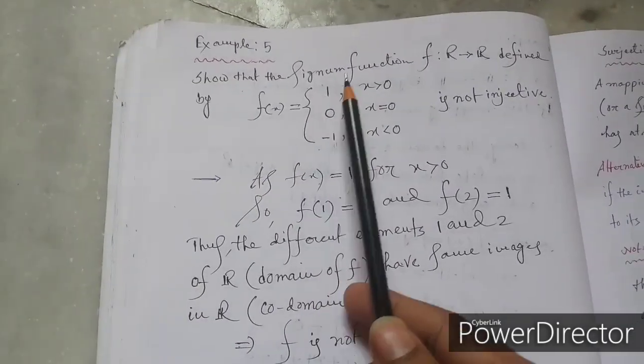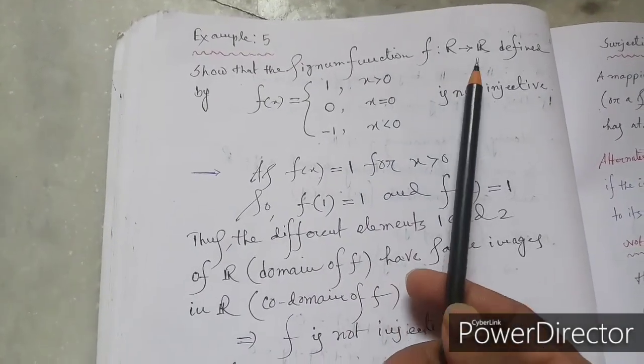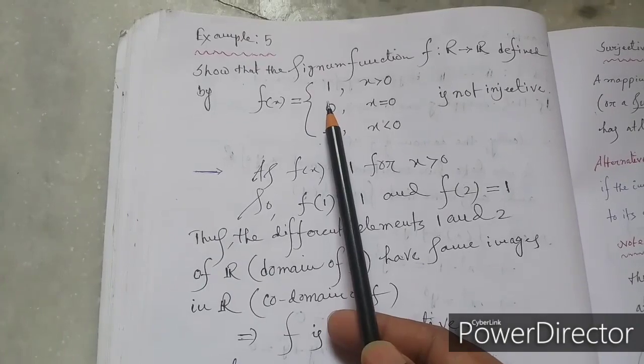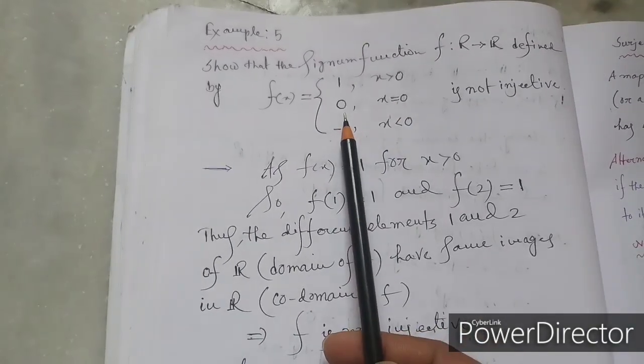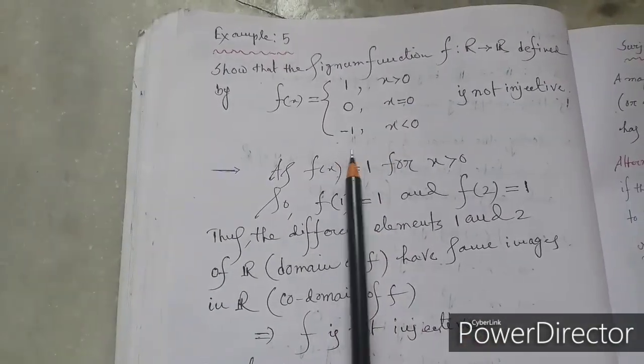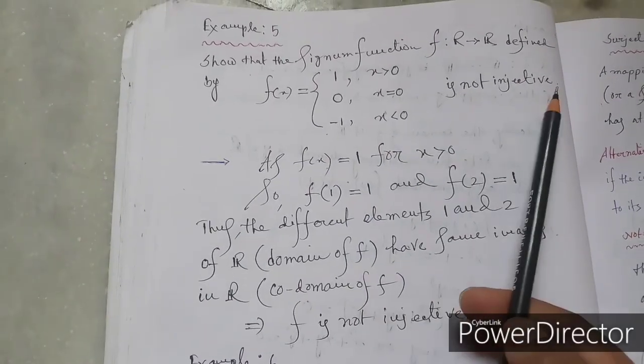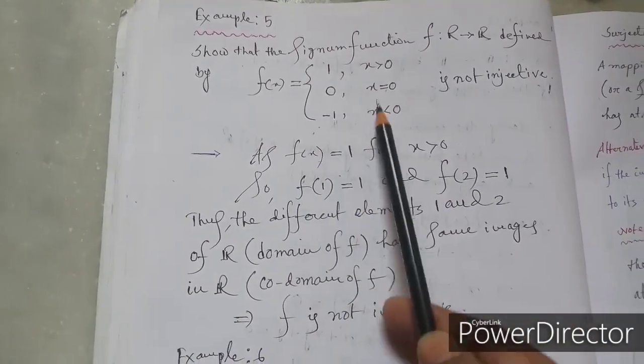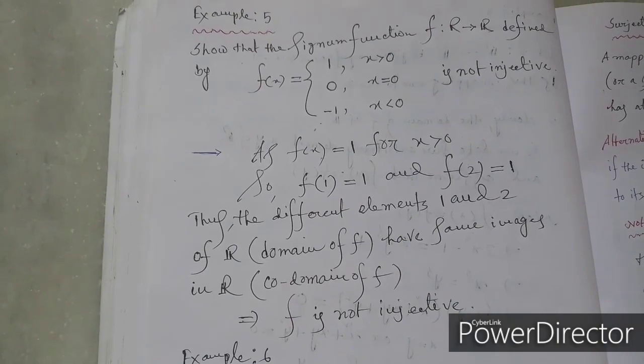So now example 5. Show that the signum function f from R to R defined by f(x) equals 1 if x is greater than 0, equals 0 if x equals 0, and minus 1 if x is less than 0, is not injective. That means you have to show that this function is not injective. So how to show it?